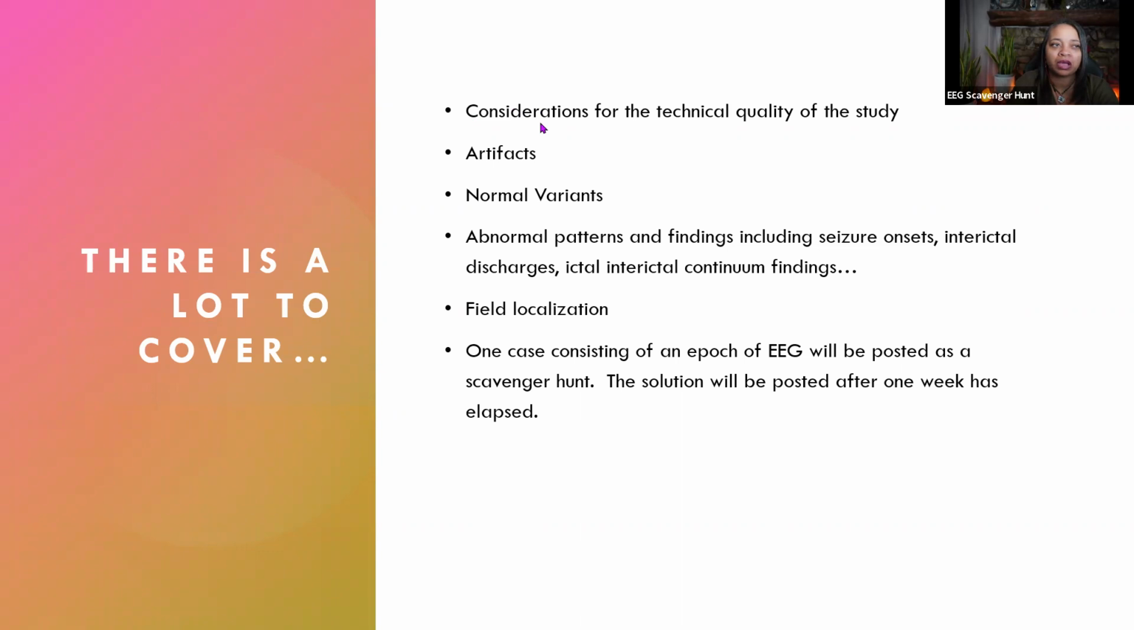So throughout the series, we'll talk about considerations for the technical quality of the study. We'll talk about artifacts and normal variants. We'll talk about abnormal patterns, including seizure onsets and interictal discharges and ictal-interictal continuum findings. We'll talk about field localization. And then, like I mentioned earlier, we'll go through one case at a time, which is going to consist of one screen or one page, one epoch of an EEG. And we're going to approach it as if it's a scavenger hunt, and the solution will be posted 1 week after the initial EEG has been posted.